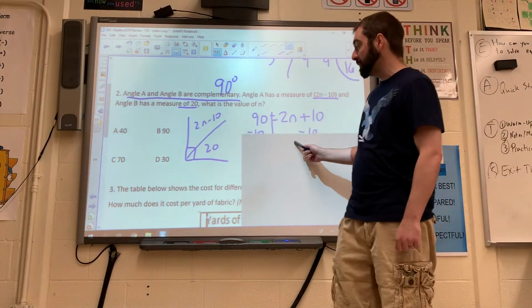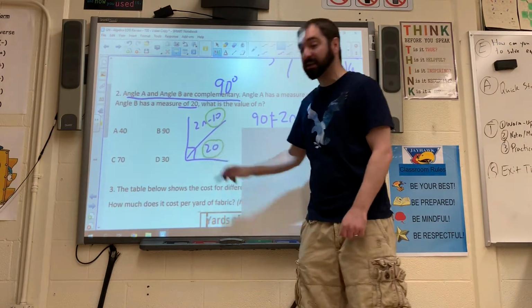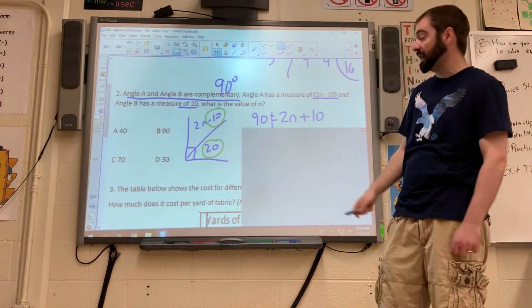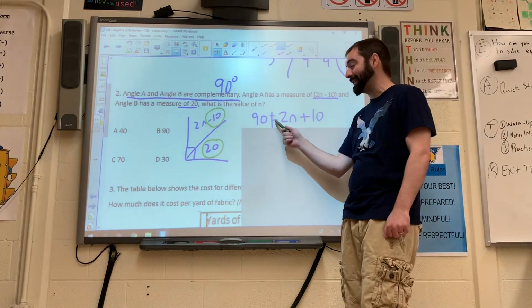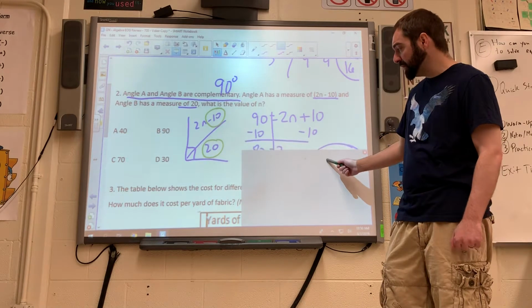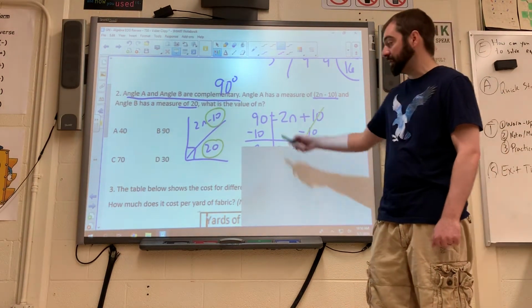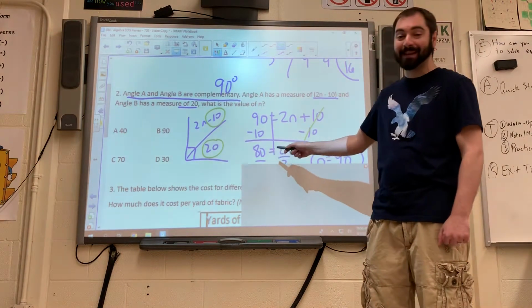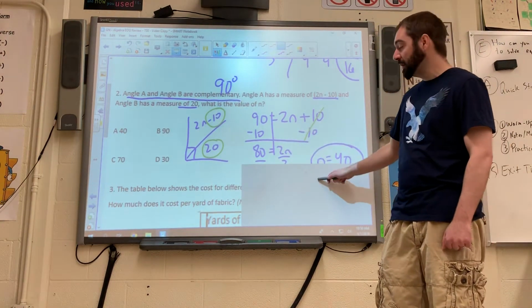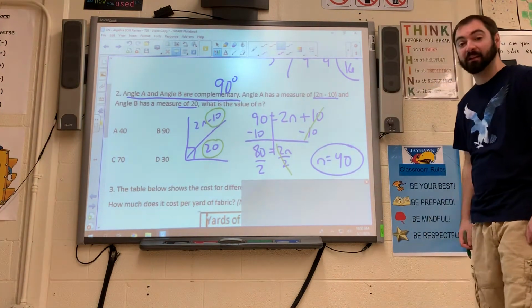We combine like terms correctly. This is probably the hardest part of this problem, is making sure that you have -10 plus 20. That gives you +10. So the real problem is 90 is the same as 2 times n plus 10. First step to start isolating an n, we got to subtract 10 from each side. So 90 minus 10 is 80. 80 is the same as 2 times n. The opposite of times 2 is to divide by 2. And we're going to find out that n is 40.